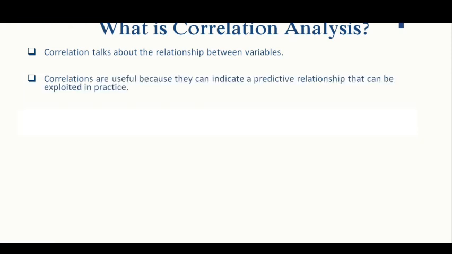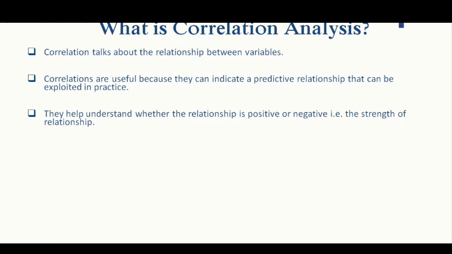Now, why do we need correlation analysis? Because they are useful, first of all, in giving us the idea about the association between two or more variables, and they can also indicate a kind of predictive relationship between the two variables, in which one of the variables could be a cause and the other could be an effect, although it may not be necessarily so in all the situations.